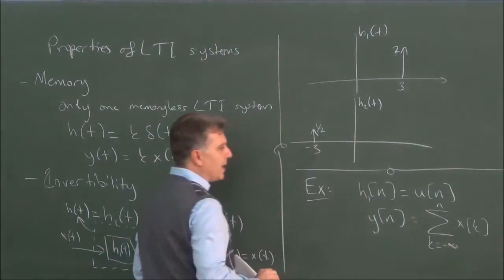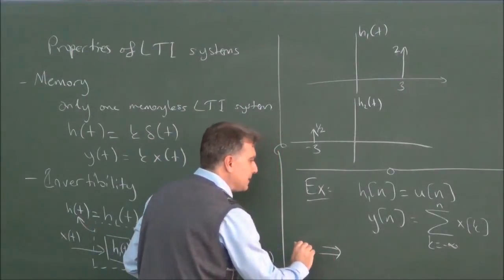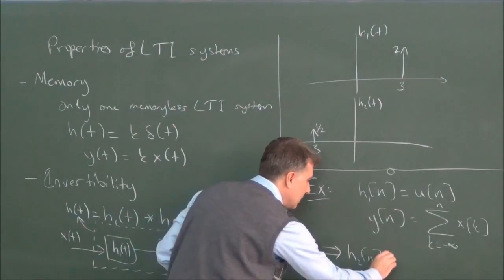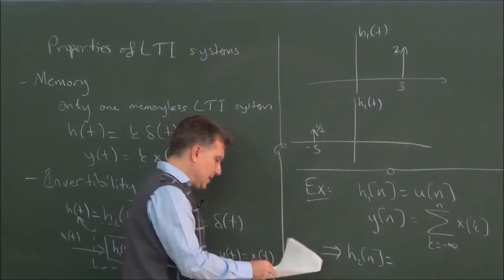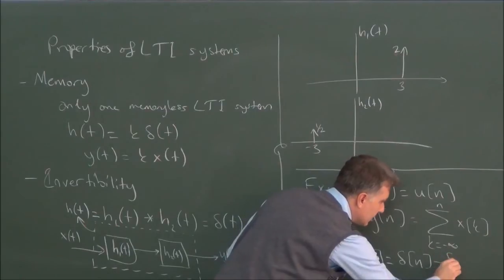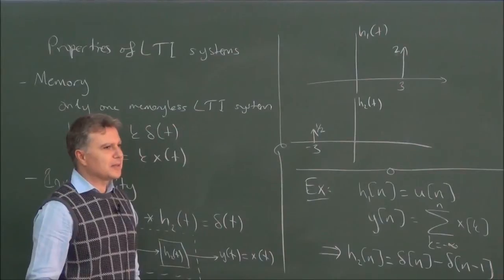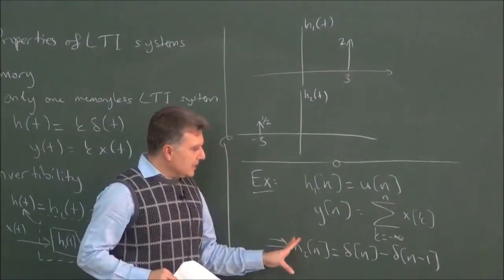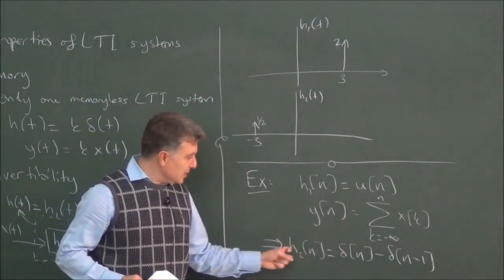If this is h1 of n, then you have to immediately, without doing anything else, just by inspection, tell me that h2 of n is equal to a difference operator, and that difference operator is delta n minus delta n minus 1 in discrete time as an impulse response. When you convolve any signal with this h2 of n, what does it give you? What is the input-output relation of this thing?